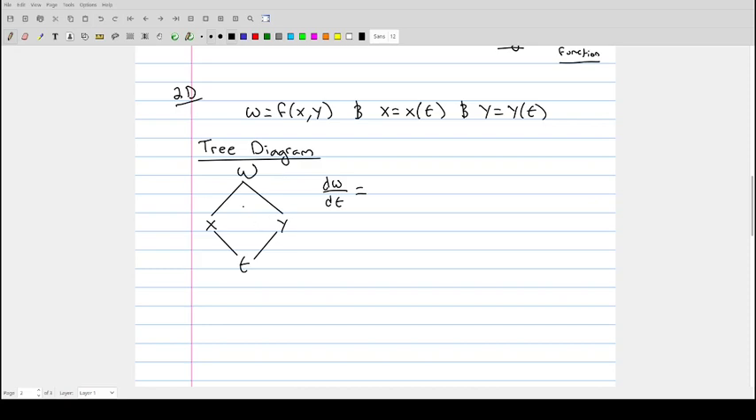So just like before, we can label the tree diagram, and we label it now with the partial derivatives. So W depends on x through the partial derivative of the function f with respect to x. This is the rate of change of W with respect to x. W depends on y, and the rate of change of W with respect to y is the partial derivative of f with respect to y. And likewise, we have here that x depends on t. So this edge right here is going to be labeled as the derivative of x with respect to t, and y also depends on t. So this edge right here is going to be labeled as dy dt.